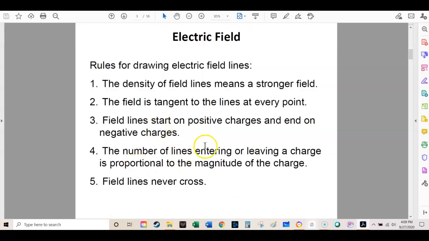The number of field lines entering or leaving a charge is proportional to the magnitude of charge. So again, more field lines, more charges, right? More field lines, more charges creates more electric field, and that means also denser electric field lines. Field lines never crisscross; they always join. Okay.